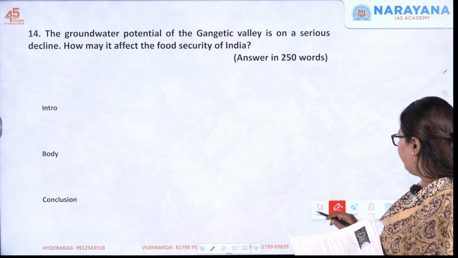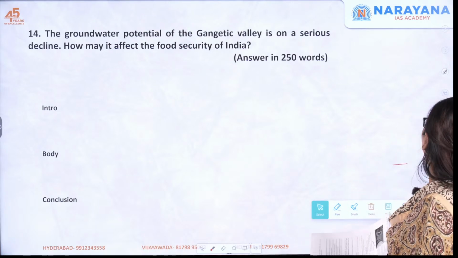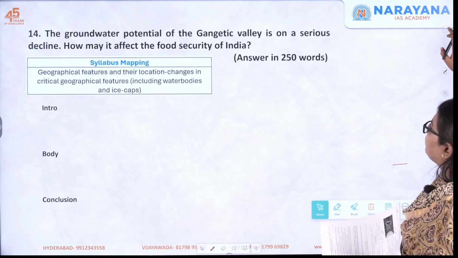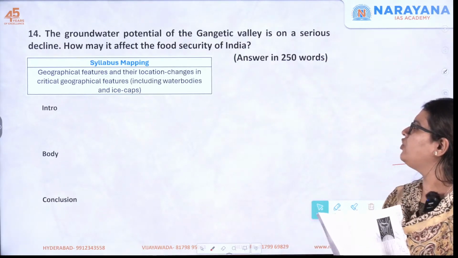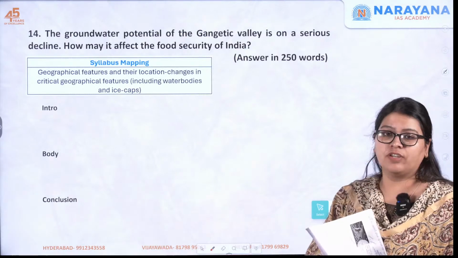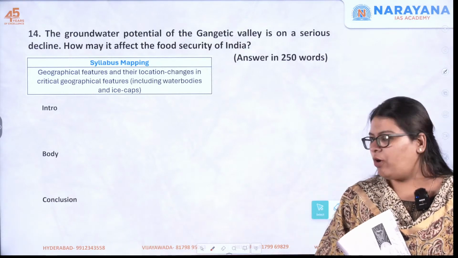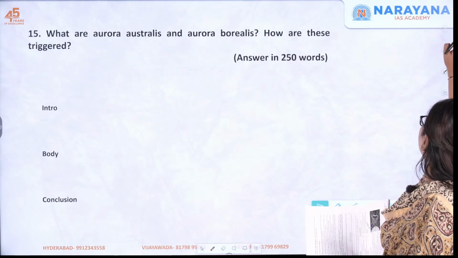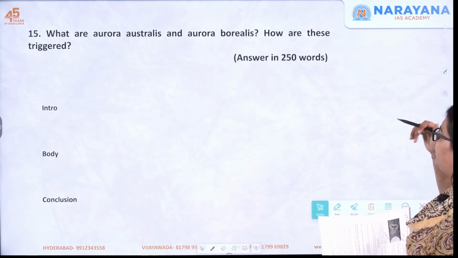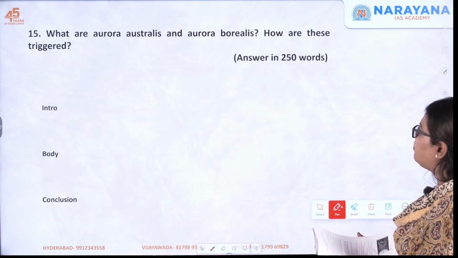Now moving forward. So this can actually be mapped to geographical features and their location changes in critical geographical features. That is, how are the water bodies getting depleted in these areas. So this particular portion discusses that. Next one is a simple question. I will directly explain what it is.